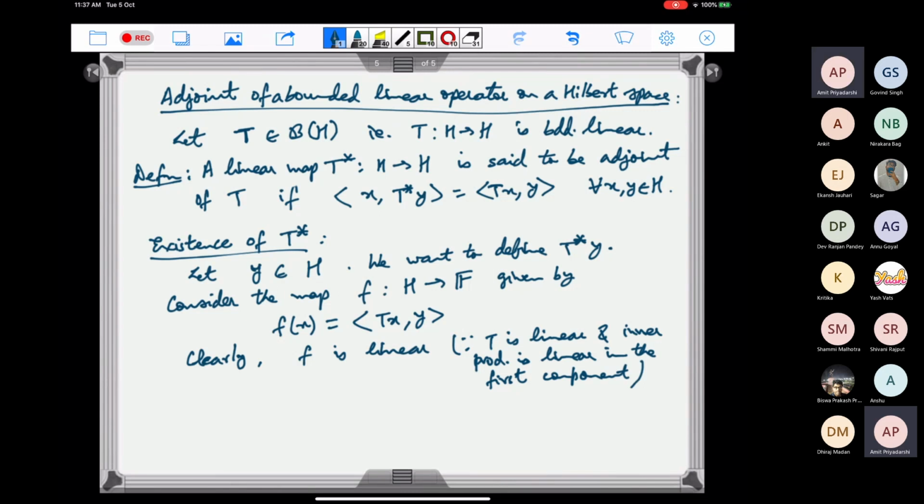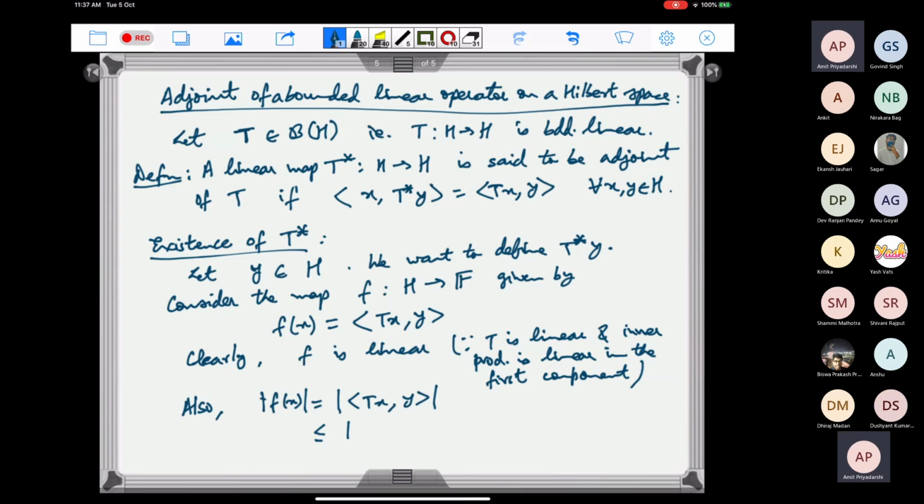So f is linear. Also, what is mod of f(x)? This is equal to mod of the inner product of Tx with y, and this is less than or equal to the norm of Tx times the norm of y. This is by Cauchy-Schwarz.